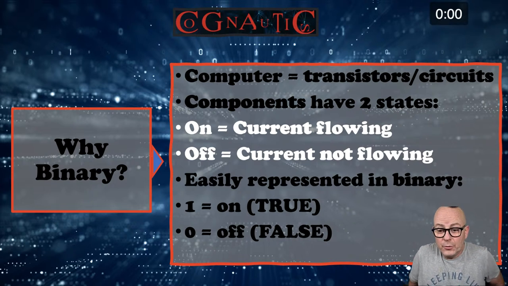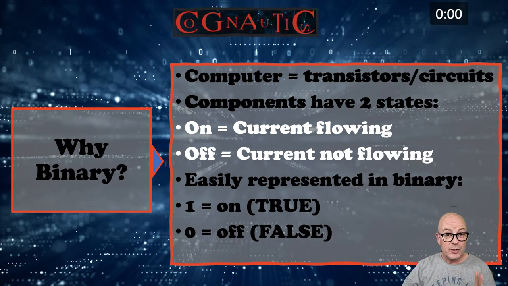So why do computers use binary? Right, it's really simple. Computers consist of transistors and circuits. These components have two states, on, which is current flowing through them, or off, which is no current. So that's why it's easily represented in binary. These are cables, these are gates, these are circuits that are either on or off. And so that's why binary works so well with computers. One is on and zero is off.